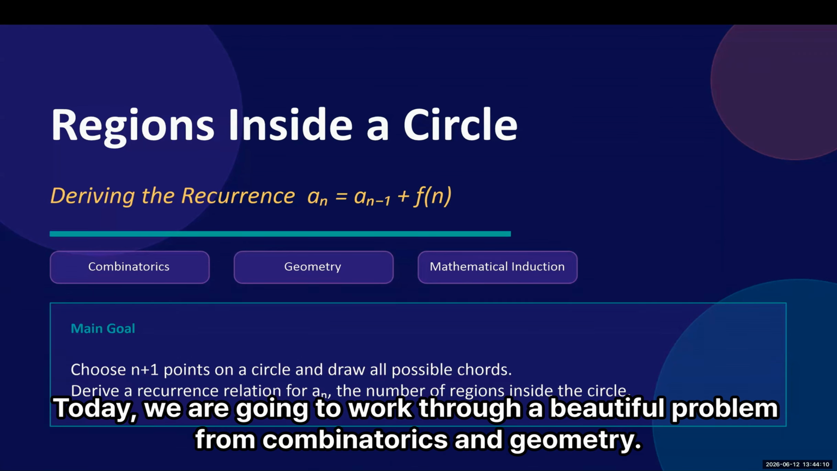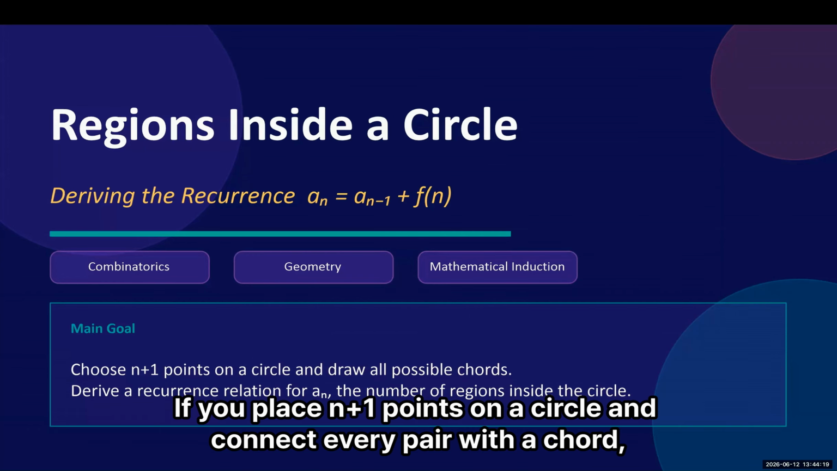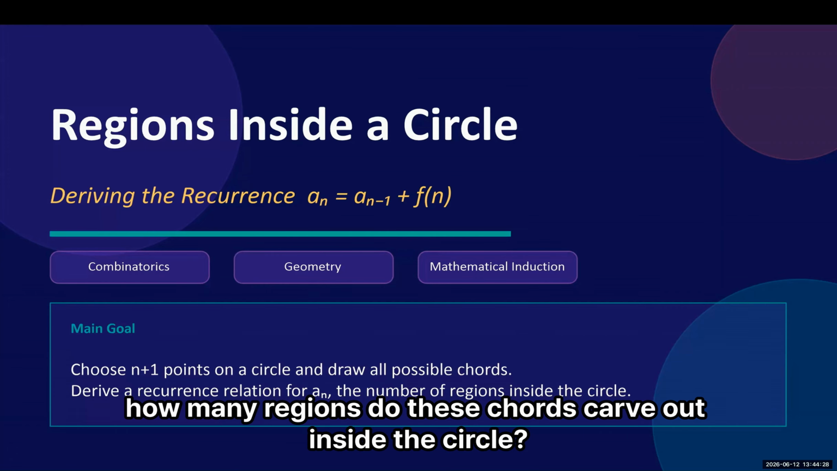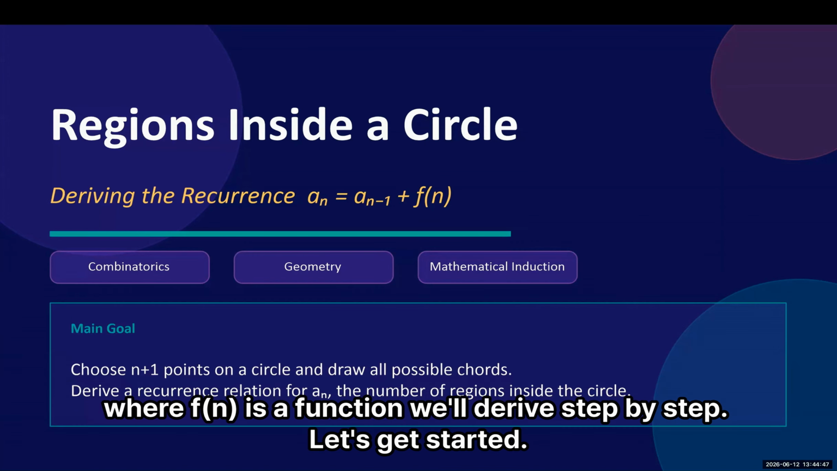Today, we are going to work through a beautiful problem from combinatorics and geometry. The question is this. If you place n plus 1 points on a circle and connect every pair with a chord, how many regions do these chords carve out inside the circle? We'll answer this by building a recurrence relation, showing that the number of regions A sub n satisfies A sub n is equal to A sub n minus 1 plus Fn, where Fn is a function we'll derive step by step. Let's get started.